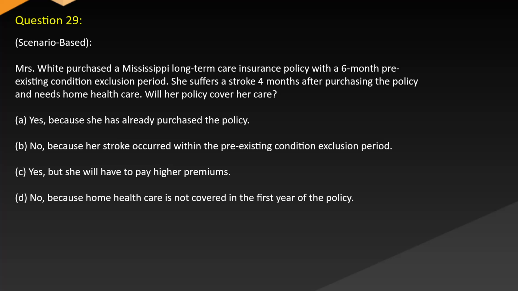Question 29, scenario-based. Mrs. White purchased a Mississippi long-term care insurance policy with a 6-month pre-existing condition exclusion period. She suffers a stroke 4 months after purchasing the policy and needs home health care. Will her policy cover her care? A. Yes, because she has already purchased the policy. B. No, because her stroke occurred within the pre-existing condition exclusion period. C. Yes, but she will have to pay higher premiums. D. No, because home health care is not covered in the first year of the policy.